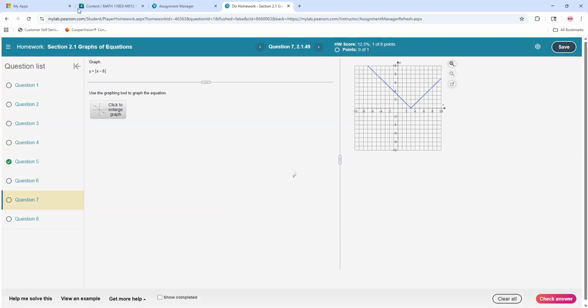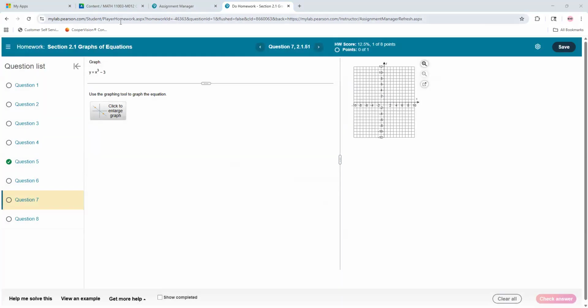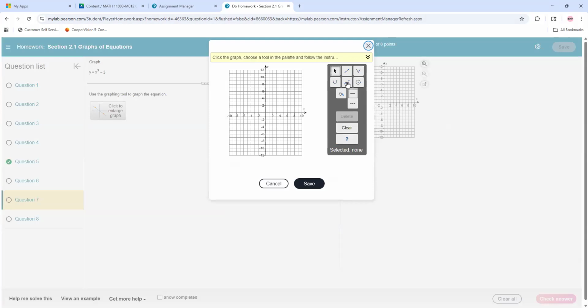Oh, they went -3. Okay, so graphing mine in here that I did. But yo, I would pick the same 4 numbers for that one, okay? So click the enlarge graph. Second row, click the 4-point cubic tool. And it don't matter what order you put.